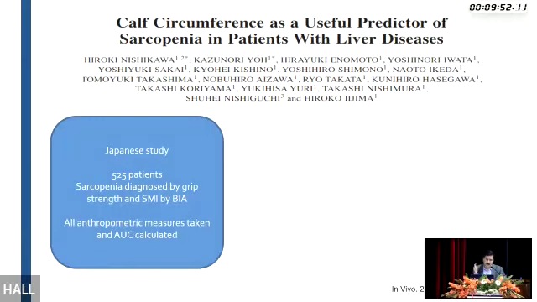Hand grip strength is a good screening tool. Another test which can be used in day-to-day practice, even in ICUs, is the calf circumference. This is a Japanese study of 525 patients, and they looked at sarcopenia by BIA and hand grip strength, and compared it with all the other anthropometric parameters.